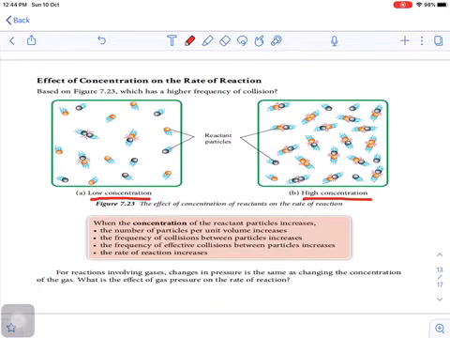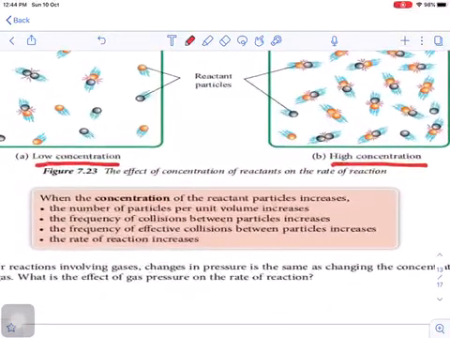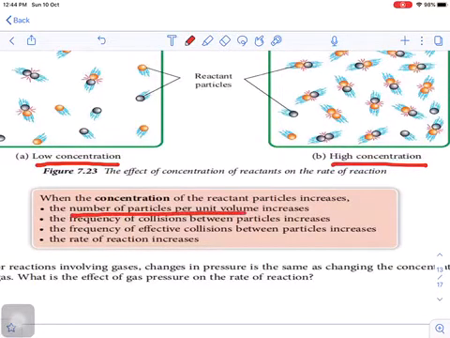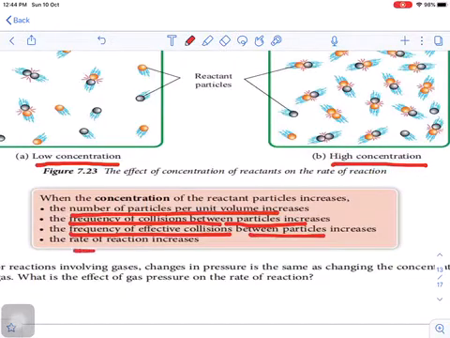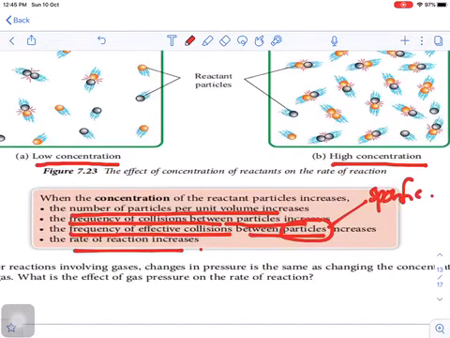So, when the concentration of reactant particle increase, the number of particle per unit volume increase. So, frequency of collision between particle increase. Bila frekuensi pelanggaran tu bertambah, so dia akan meningkatkan frequency of effective collision between particle increase. So, rate of reaction increase. But here, bila jawab exam, particle tu must be specific.